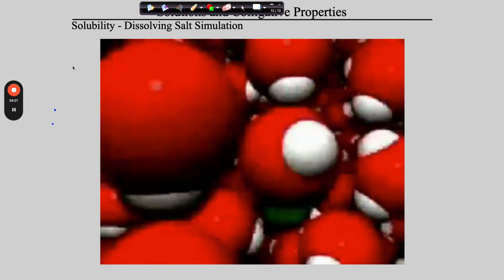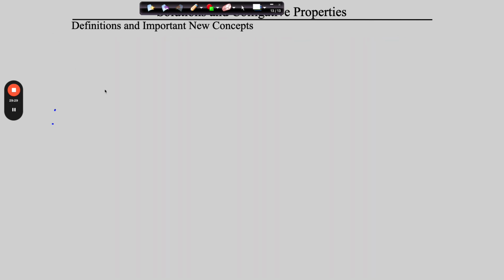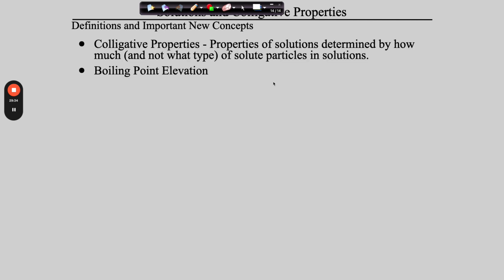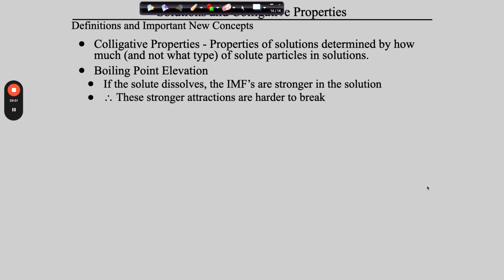We can summarize all of that like this. Boiling point elevation. The idea is that if the solute dissolves, this is the reasoning. If the solute dissolves, if the salt dissolves, the IMFs are stronger in the solution. Therefore, these stronger attractions are harder to break. Therefore, the boiling point goes up.